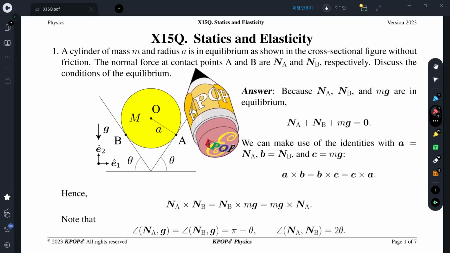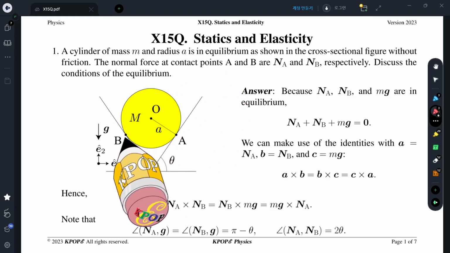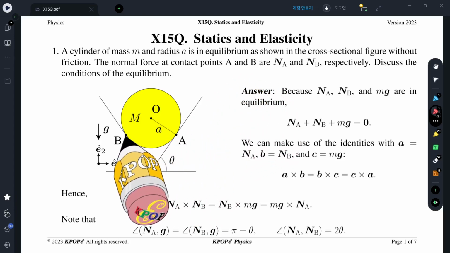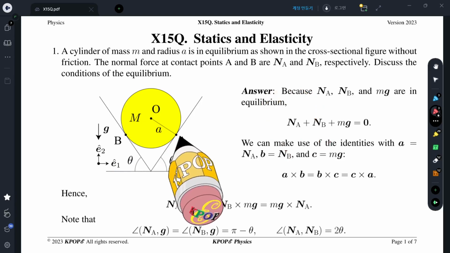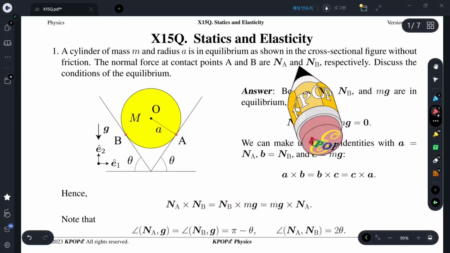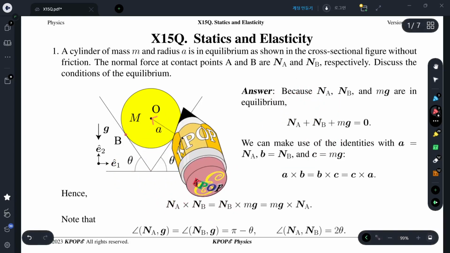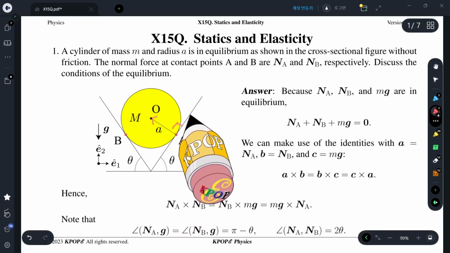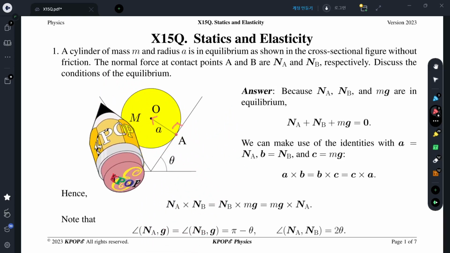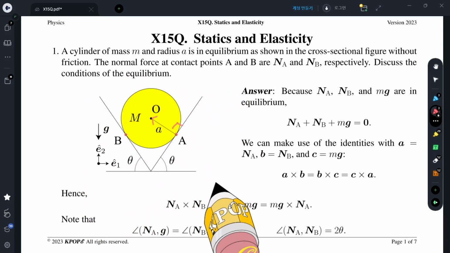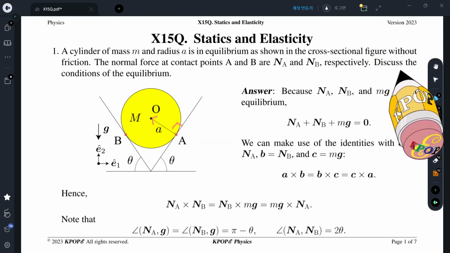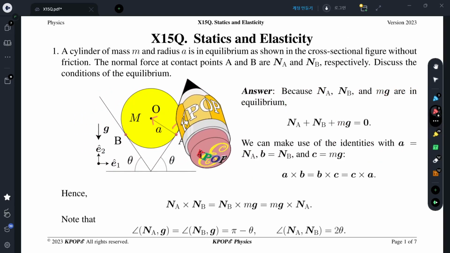The normal force at contact points, there are two contact points, A and B. There is a normal force applied here at A and here at B. Normal means it is always perpendicular to this plane. Although it is a straight line, it is just a vertical cross-section of a plane, respectively. Discuss the conditions of the equilibrium.